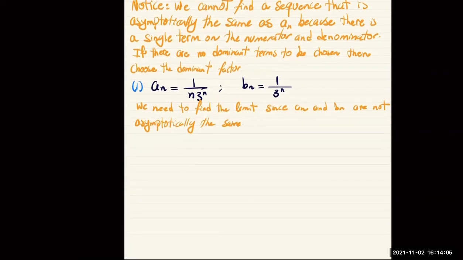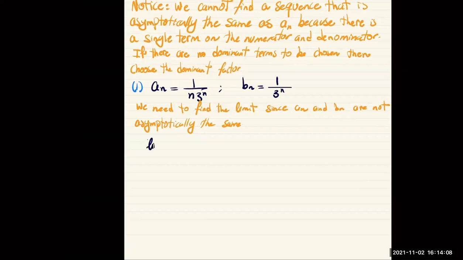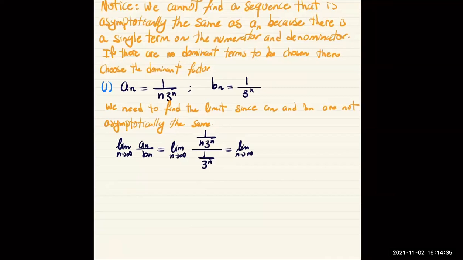All right, and it's okay. Find the limit of A sub n over B sub n. A sub n is (1/3)^n divided by B sub n, which is (1/3)^n. Simplify. This limit is typically easy to calculate. Simplify, you get 1/n. Yes, that's what it simplifies to, and the limit of that is 0.